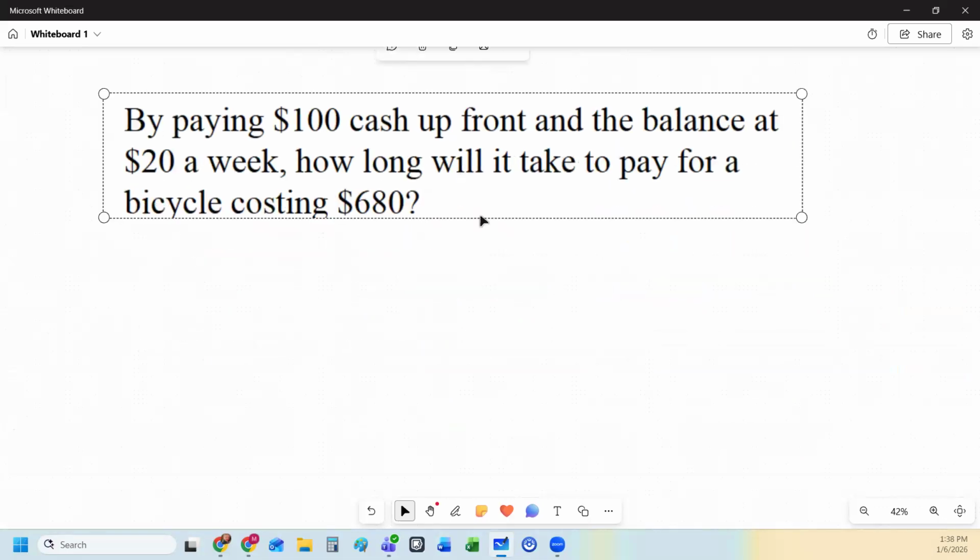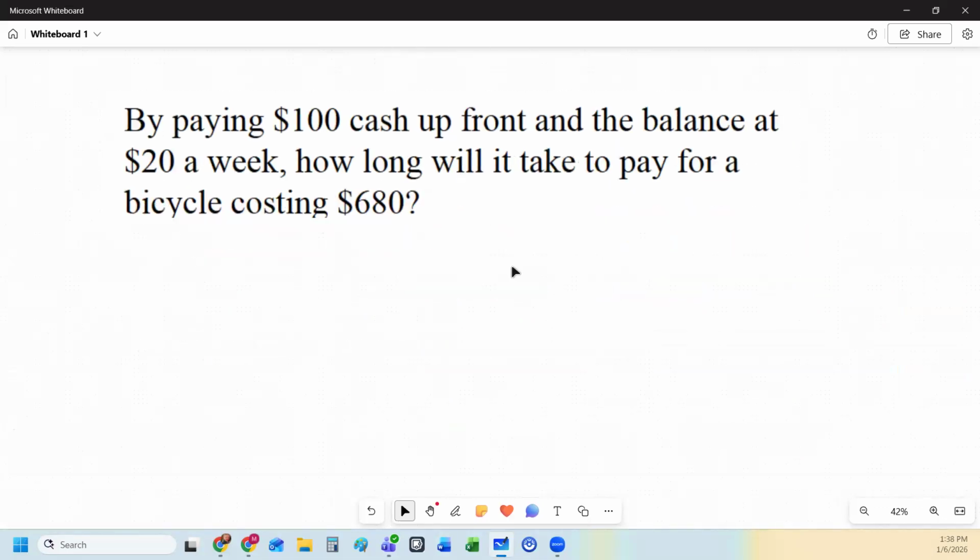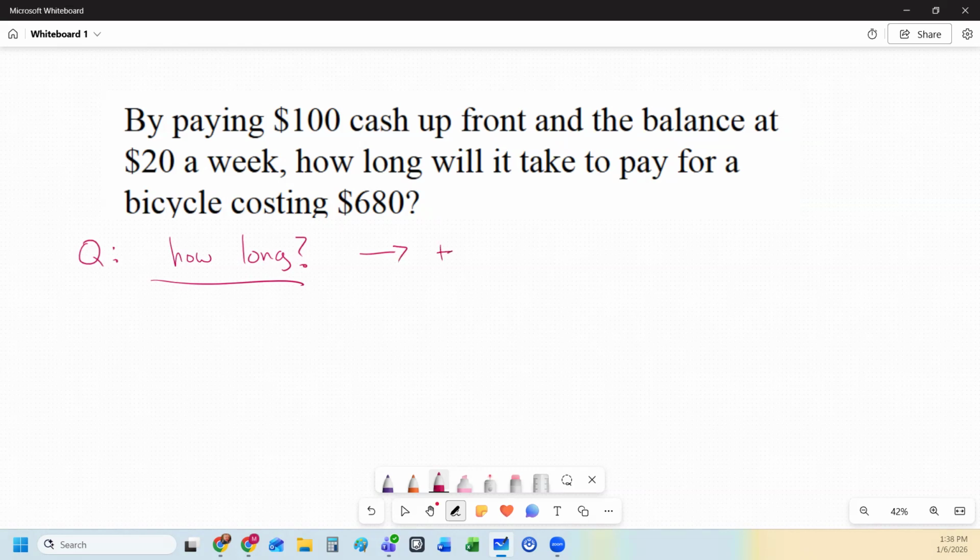All right. This one here, let's look at paying $100 cash upfront and then the balance at $20 a week. How long will it take to pay for a bicycle that costs $680? Okay, so to understand what's happening here, the question being asked is how long, right? Some amount of time. I need to know specifically how long it's going to take to pay off this bike.